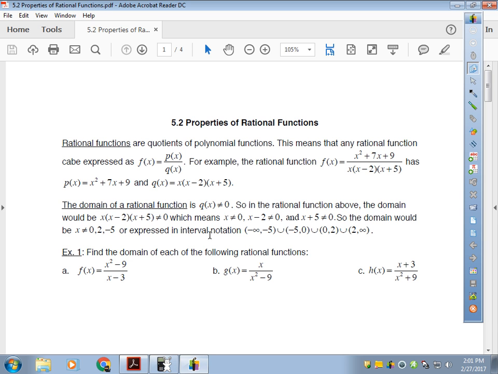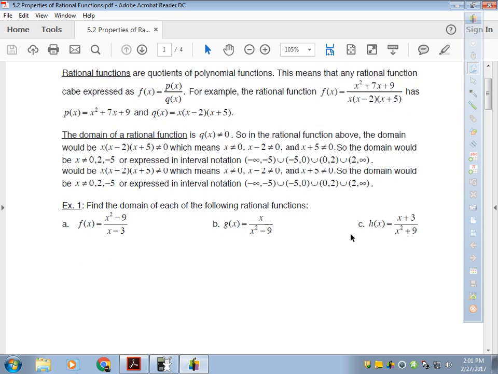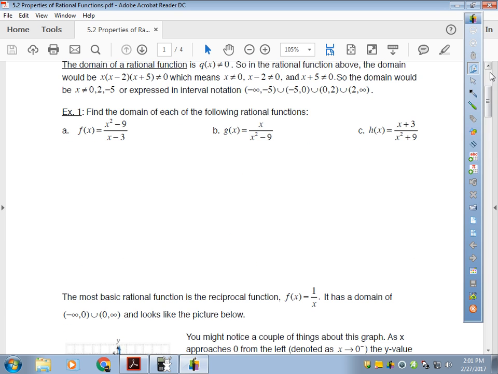If we were to write that in interval notation, it would be this really long string: negative infinity to negative 5, union, negative 5 to 0, union, 0 to 2, union, 2 to infinity. So, in order to find your domain restrictions, you really just need to look at the bottom of the rational function, set it not equal to 0, and solve. Okay, so let's look at example 1.